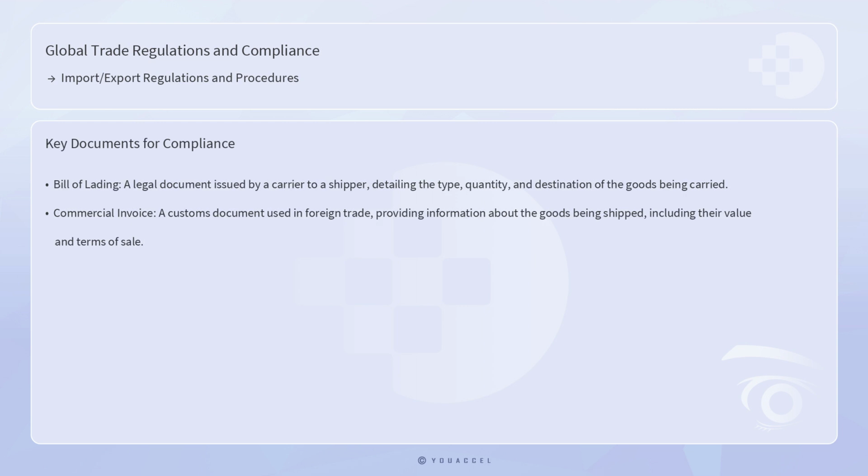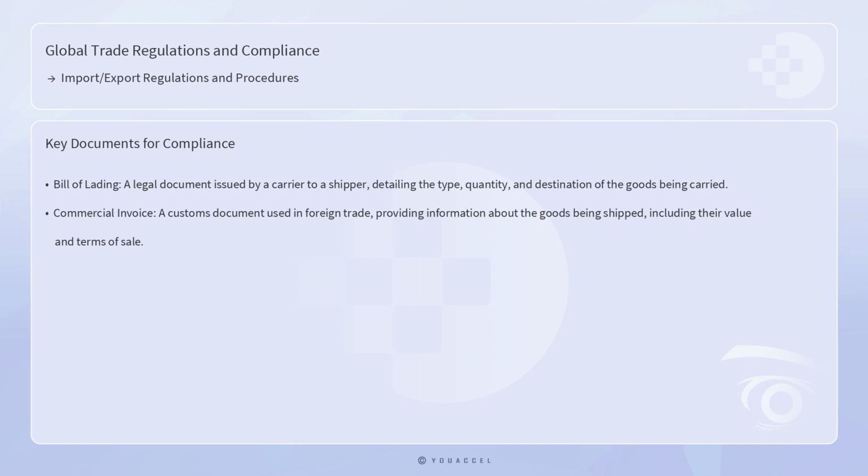Compliance with these regulations often requires detailed documentation, which is critical for ensuring that goods are imported and exported legally and efficiently. Key documents include the bill of lading, commercial invoice, packing list, certificate of origin, and import-export license. The bill of lading is a legal document issued by a carrier to a shipper, detailing the type, quantity, and destination of the goods being carried. It serves as a shipment receipt when the carrier delivers the goods at the predetermined destination.